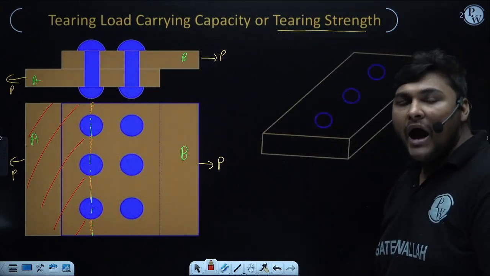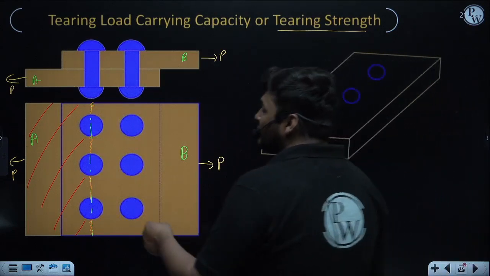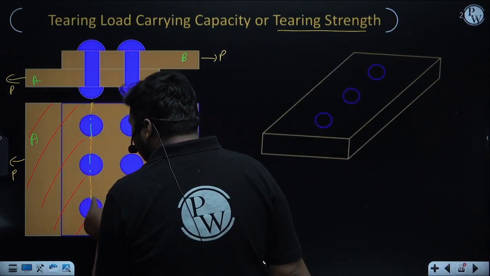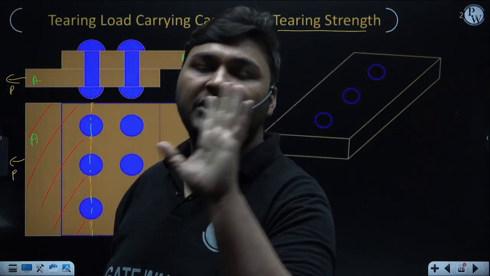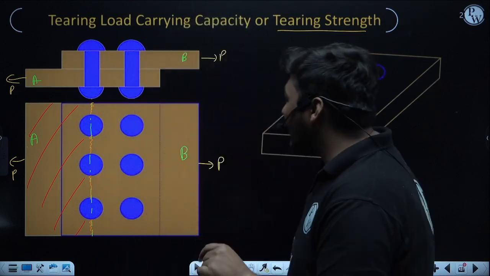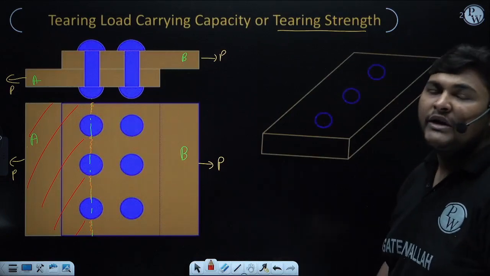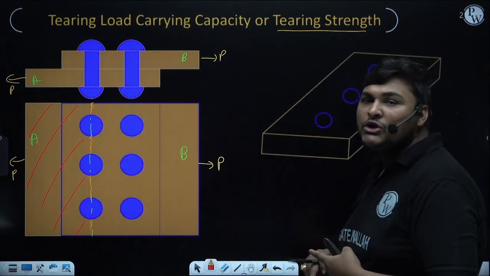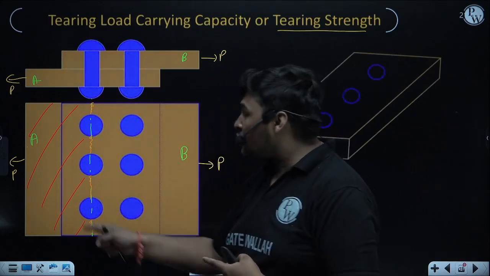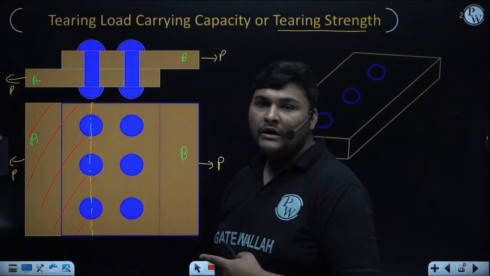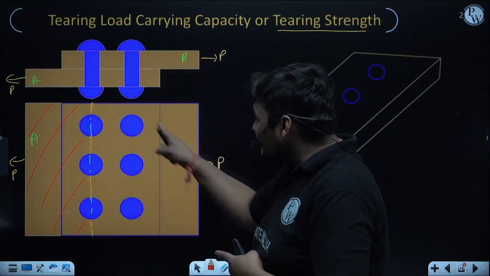Now if we want this failure not to occur, we need to ensure that the actual tensile stress in this section is less than the permissible tensile stress. But for that, first we need to calculate the actual tensile stress which is coming in this section. In which section? The nearest row with respect to this load P. If you are taking load of plate A, this is the nearest row. If you are taking load of plate B, this will be the nearest row.